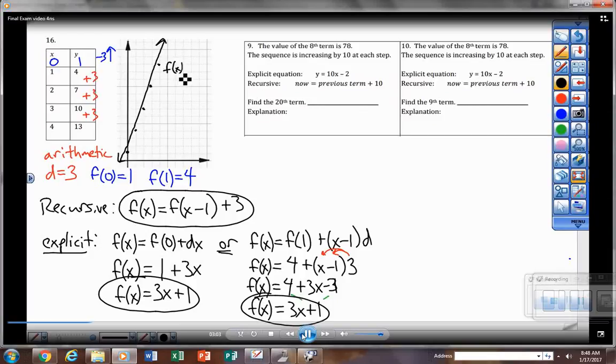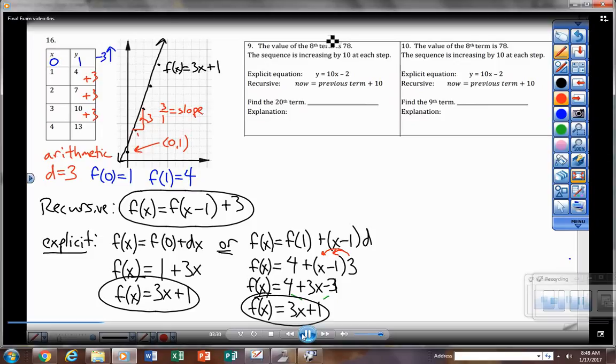And again, if you look at that line, it has a y-intercept of (0, 1), where it touches the y-axis, or the 0 term, and it has a run of 1 and a rise of 3. So the slope is 3, the same as my common difference. Common difference is always the slope or the rate of change. All right, next.